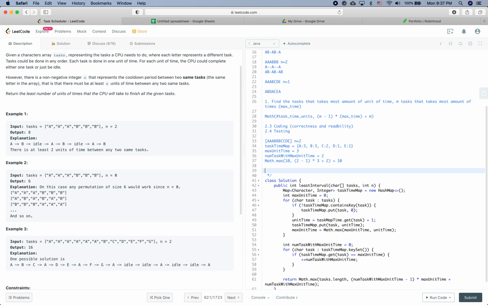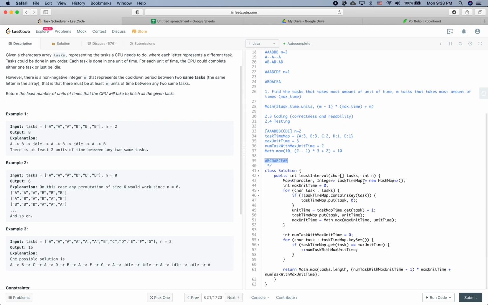Alright, so how this is scheduled, let's see. If it is A dash dash A, as I said, then we try to fill in the dash with other tasks. Let's say we fill B here, B here, and B here, and then C here, and we could fill the D here, and the E here. Alright, so actually 10 is the right answer. So I would say this looks pretty good to me.